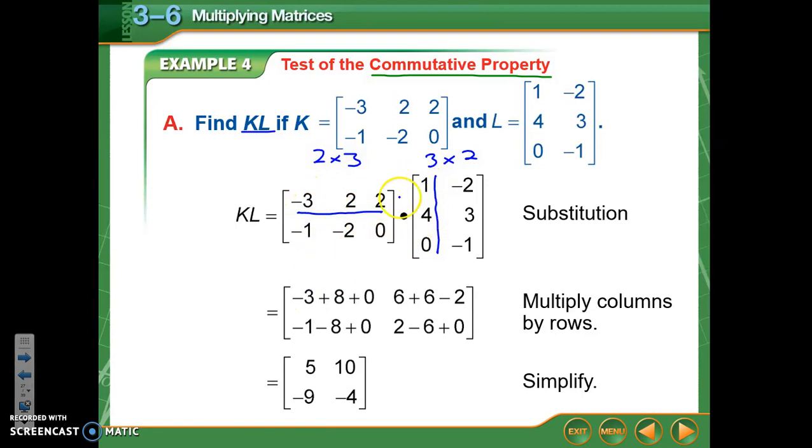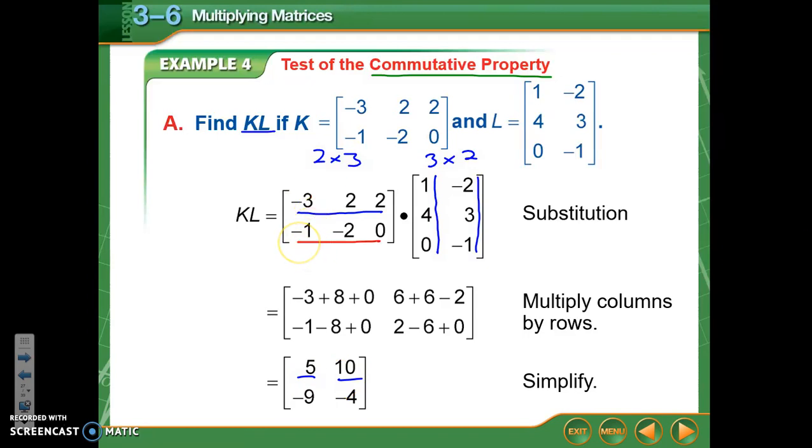So when I do my multiplying, I will multiply the first row times the first column, so -3 times 1, which is -3, 2 times 4, which is 8, 2 times 0, which is 0, and I add all of those together to get 5. Then I'm going to do the first row, second column. -3 times -2 is 6. 2 times 3 is 6. 2 times -1 is -2. Add those together to get 10. So those are my first 2.